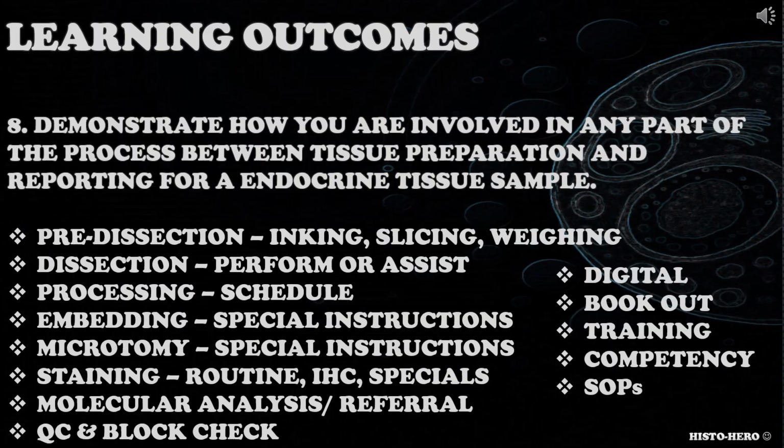The eighth learning outcome is for the candidate to demonstrate how you are involved in any part of the process between tissue preparation and reporting for an endocrine tissue sample. What is your role in the process between tissue preparation and reporting of endocrine samples? Consider pre-dissection steps like inking, slicing, and your involvement, processing schedule used and why, embedding and any special instructions, microtomy and any special instructions, staining, QC, block check, digital scanning, and issuing slides to pathologists. This is very individual and depends on the training and competency of the candidate.